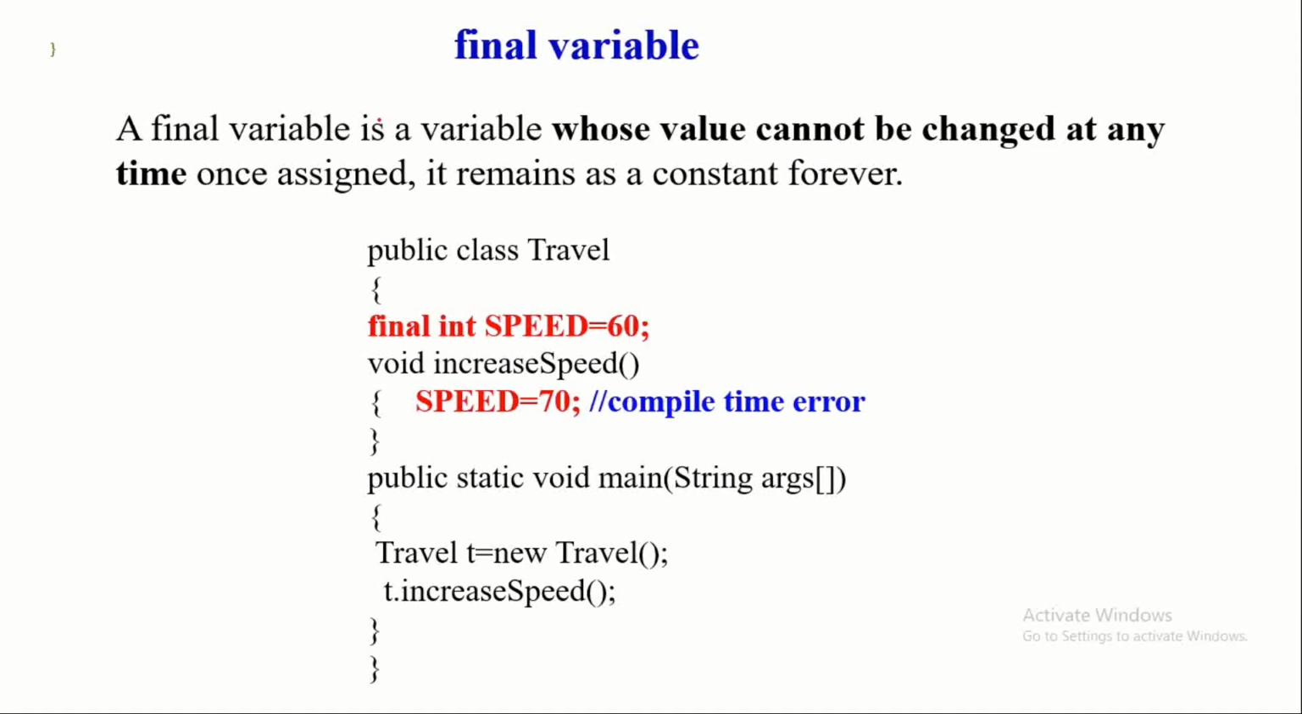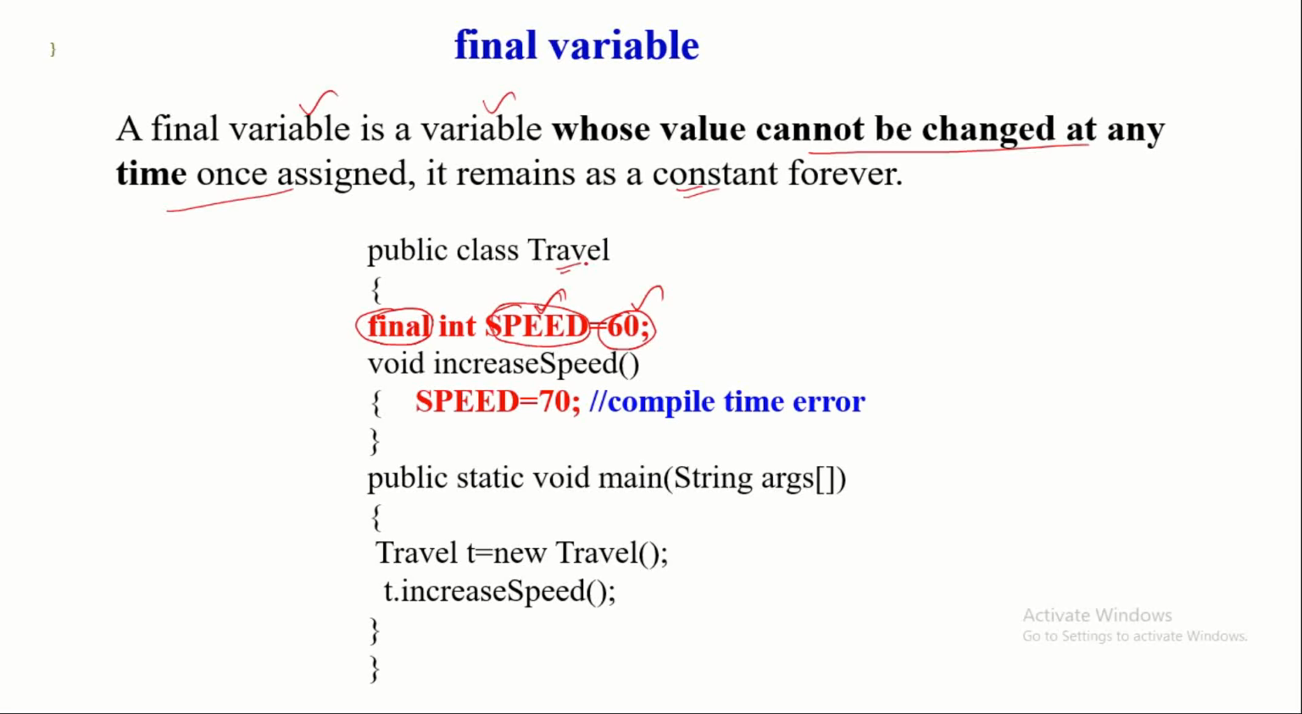As we just discussed, a final variable is a variable whose value cannot be changed at any time once it is assigned. It remains a constant forever. Here you can see the variable is declared in capital letters. Capital letters are used for a variable when it is a constant. So here SPEED is a constant, assigned the value 60. This value should not be changed because it is declared with the keyword final.